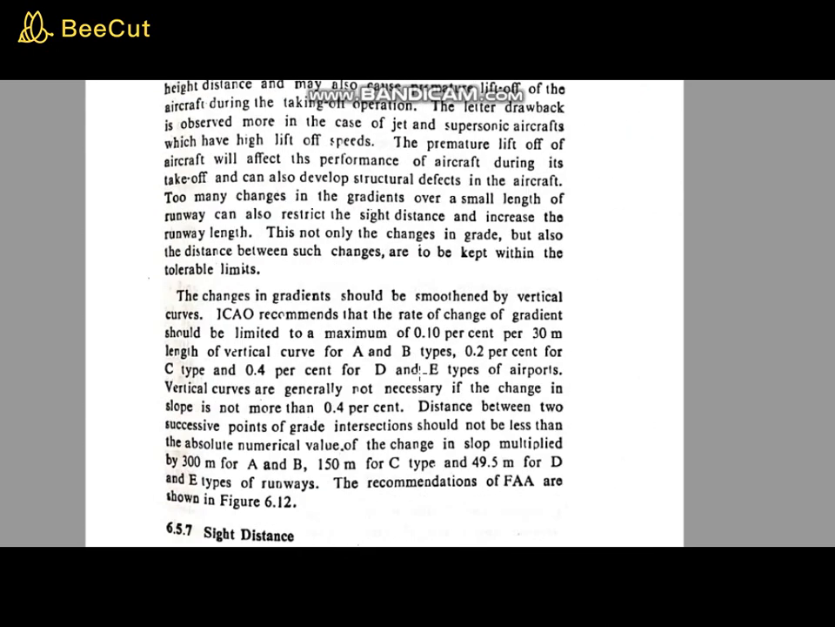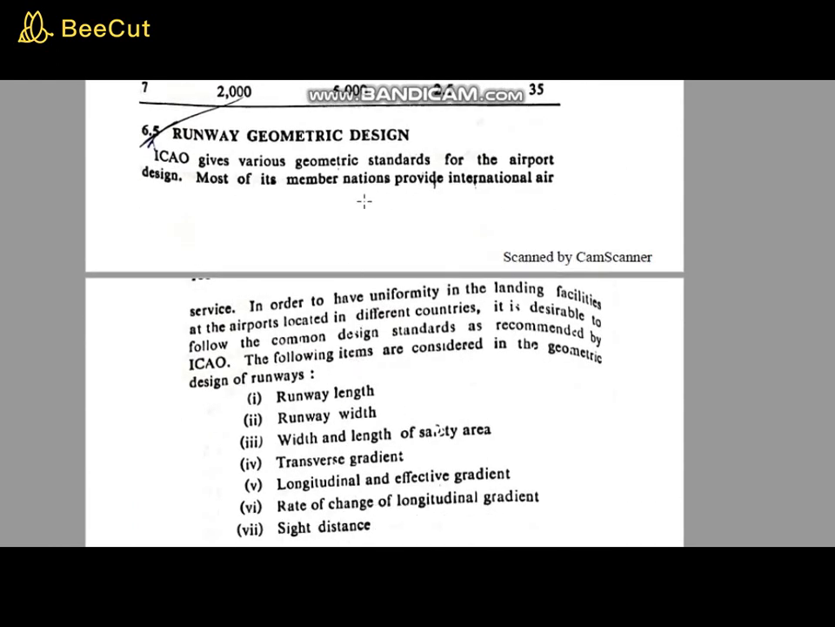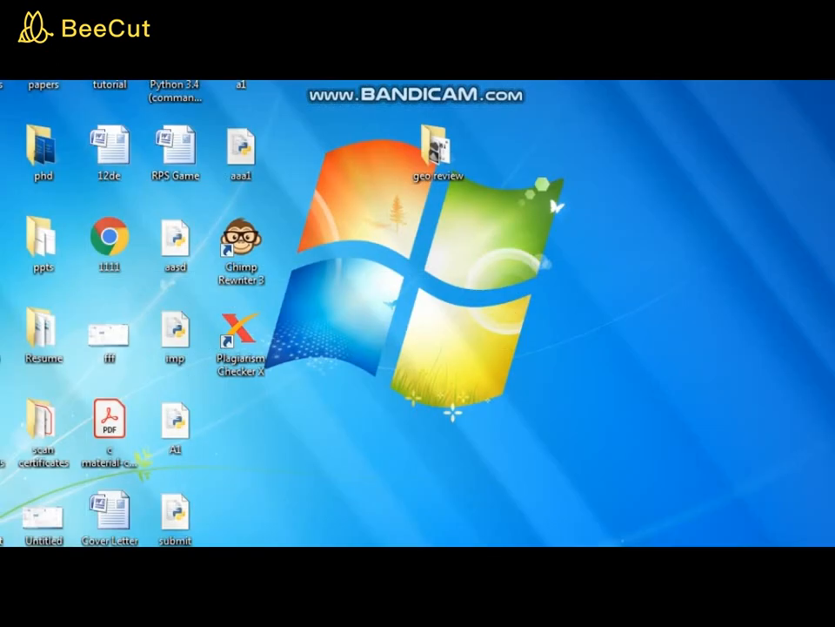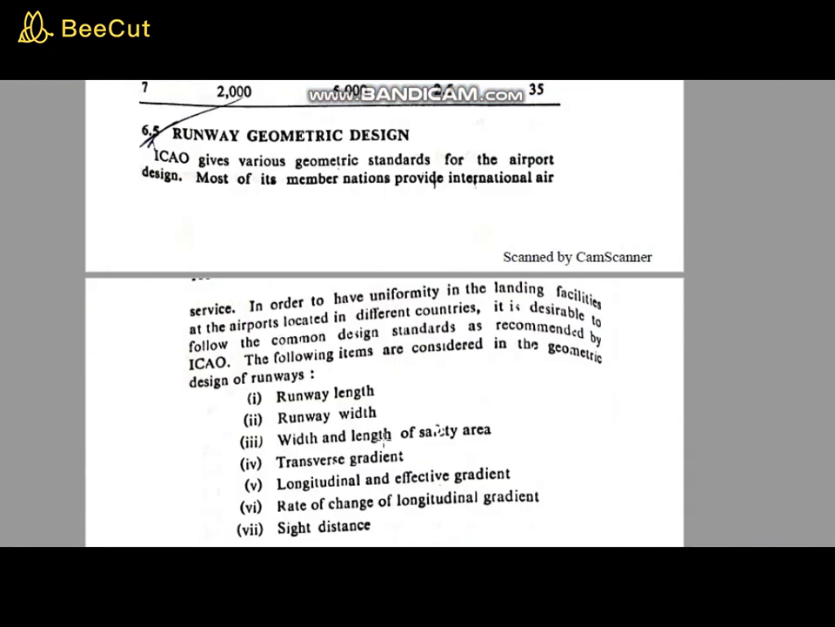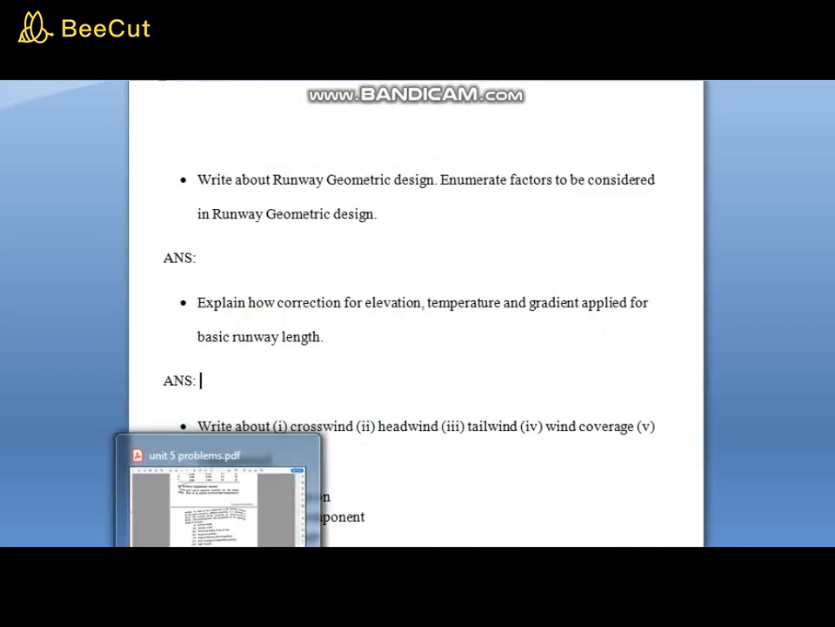Generally, the main points are these. What all does runway geometric design include: runway length, runway width, width and length of safety area, transverse gradient, longitudinal gradient and effective gradient, the rate of change of longitudinal gradient, and side distances. The next question, this we have seen in the PDF.